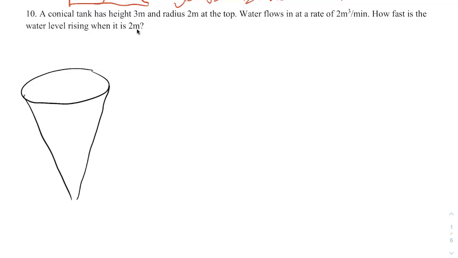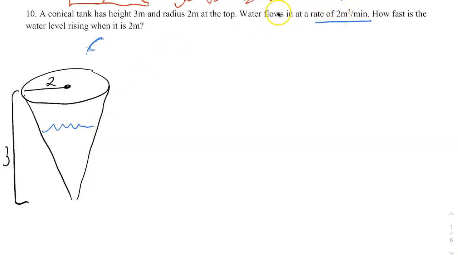Cones are very special. You gotta keep in mind how we do these. So it has a height of 3 meters and a radius of 2 meters at the top. So it's saying that this guy is 3 and that the radius here is 2. I'm not drawing to scale. Water flows in at a rate of 2 meters cubed per minute. So there's water flowing into this tank, like from up here. I can't draw. There's something dropping water into here. Now the rate at which it's doing that is 2 meters cubed per minute.